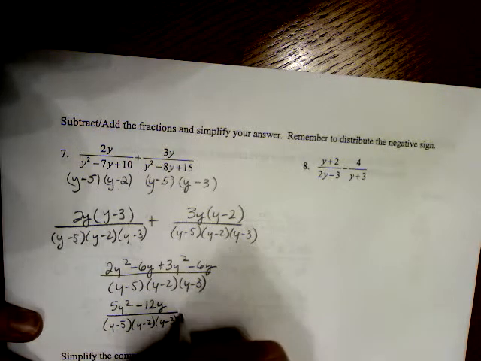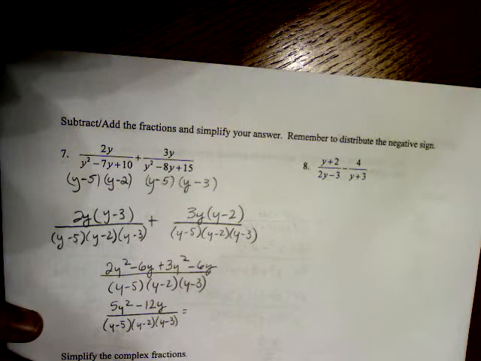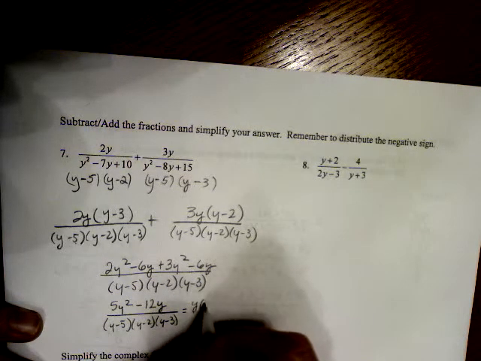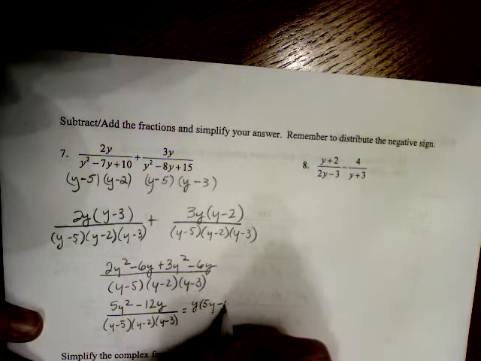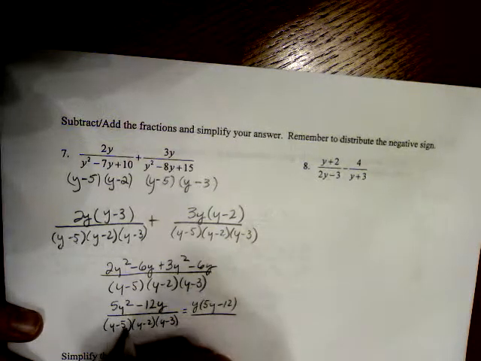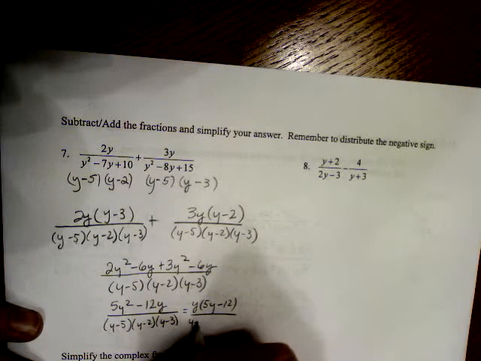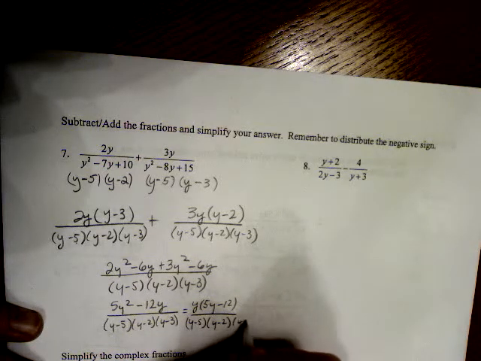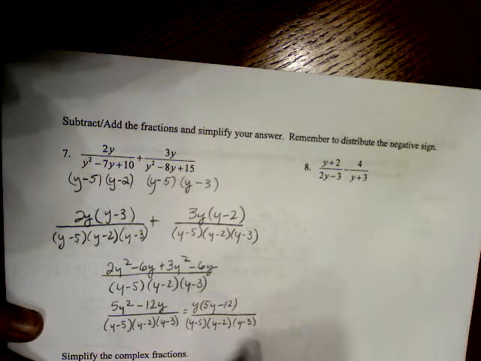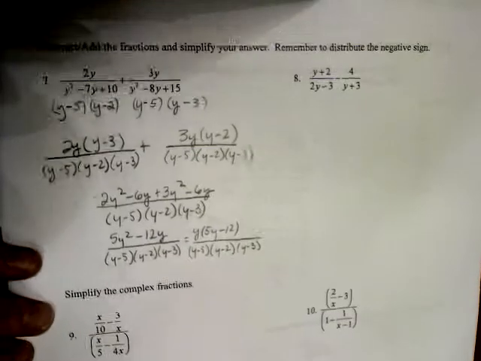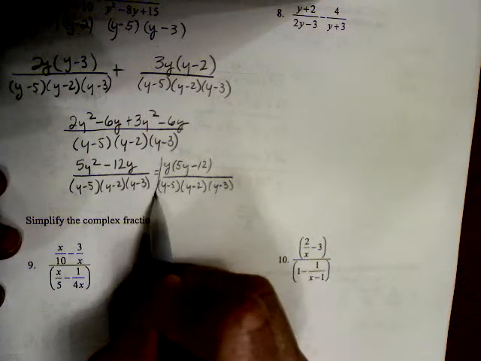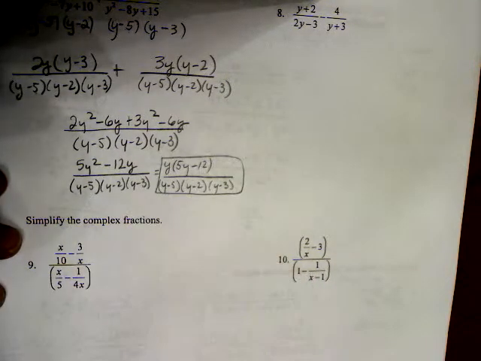And then we need to factor the numerator to see if we can cancel it. So we can take out a y, and we're left with 5y minus 12, and then that's over this denominator again, y minus 5 times y minus 2 times y minus 3. Nothing cancels, so that is our final answer right there. This right here is the final answer.